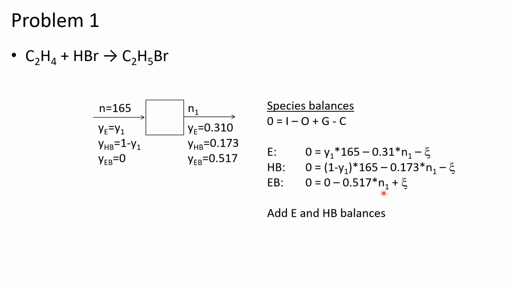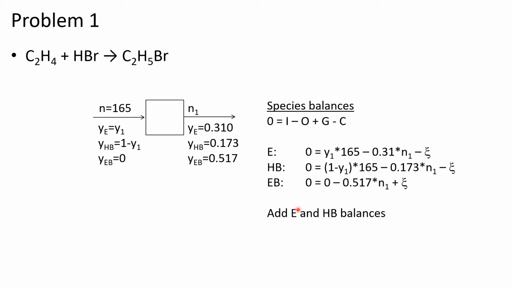Unfortunately, there are two unknowns in this last balance for ethyl bromide, and all three are in the first two balances for the ethylene and the hydrogen bromide. So let's get a little creative about how we do the algebra to solve for these three unknowns. And I'm going to lead you through that.